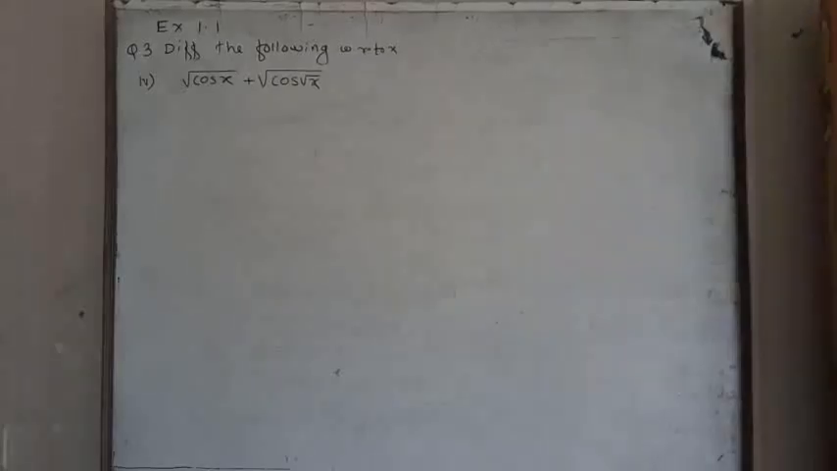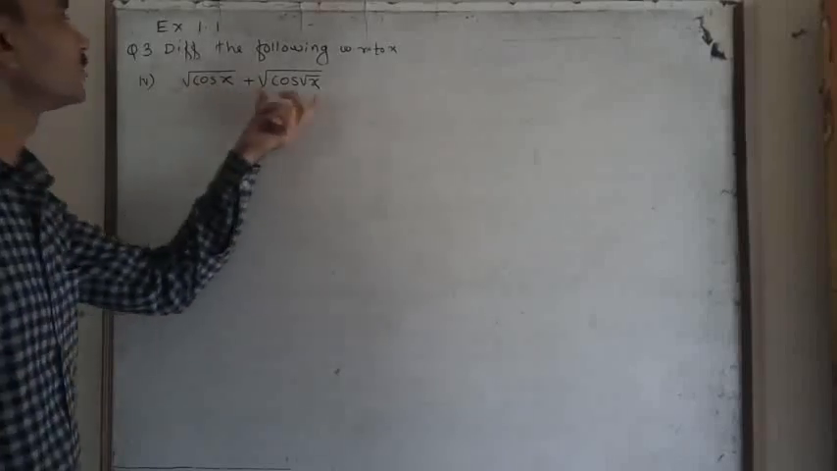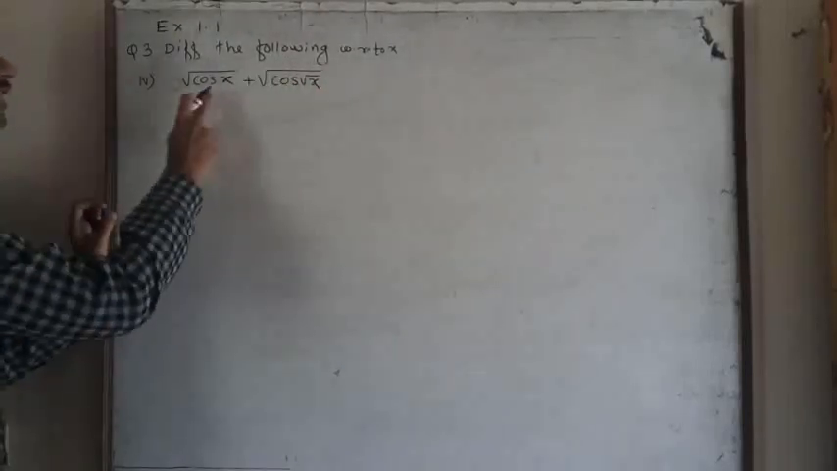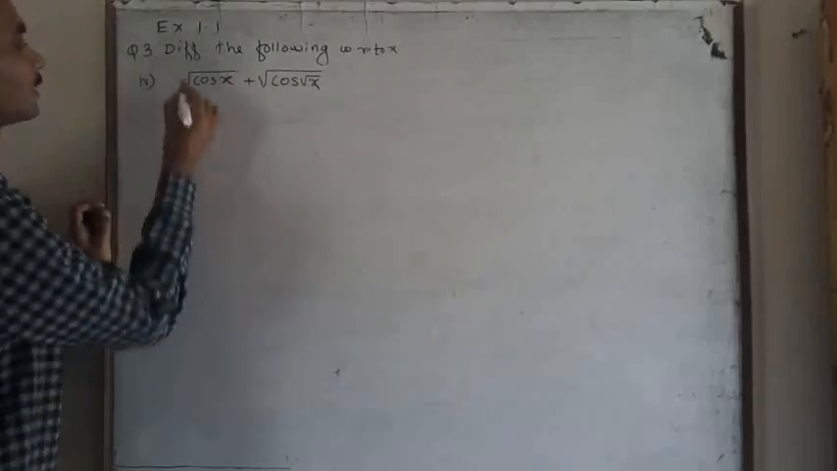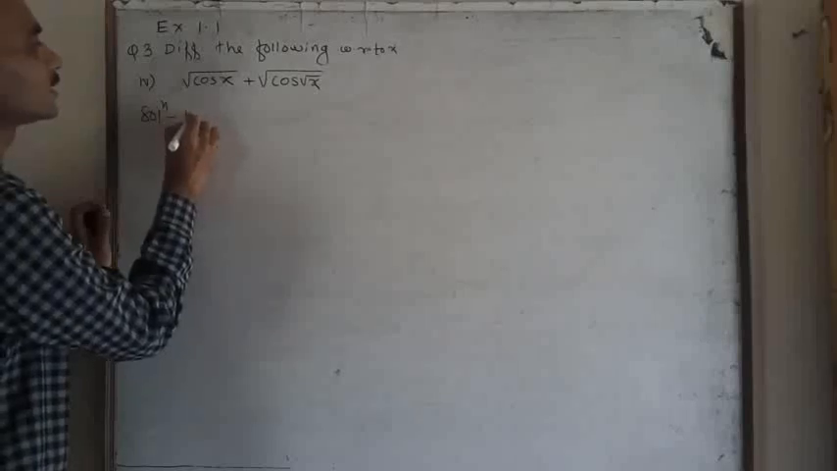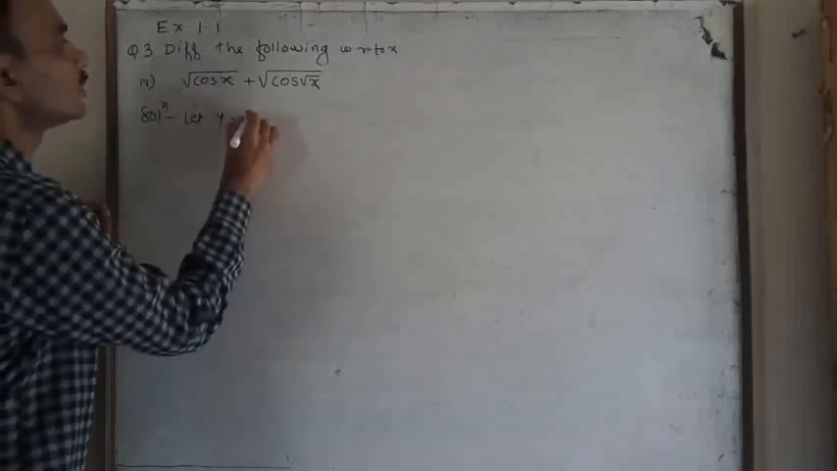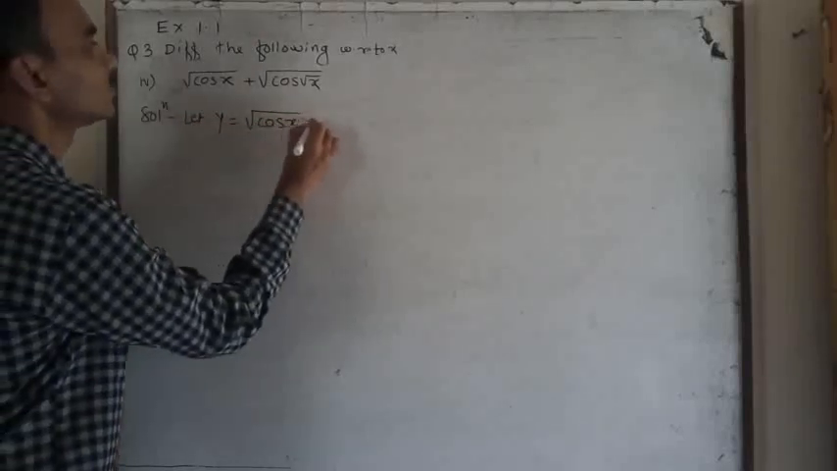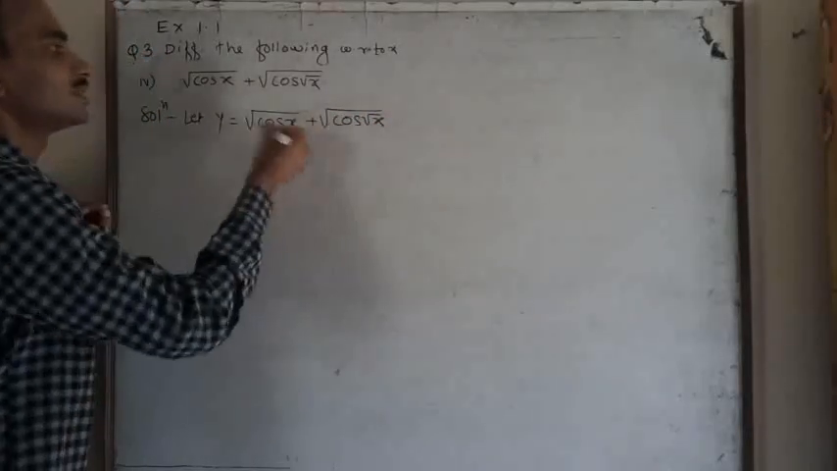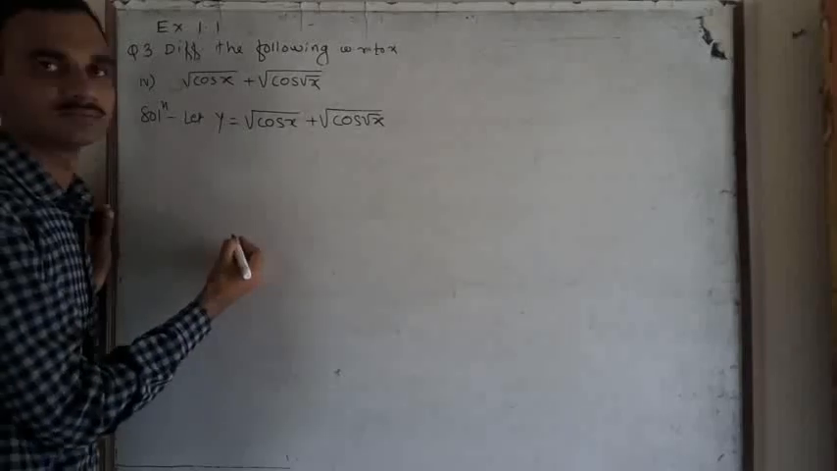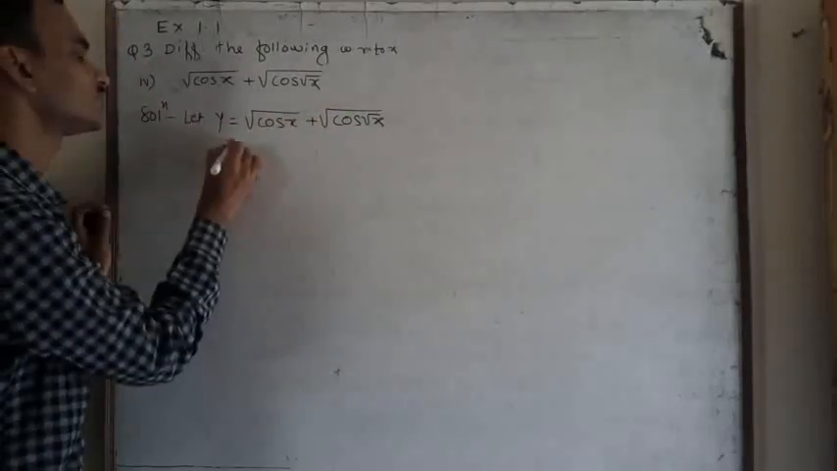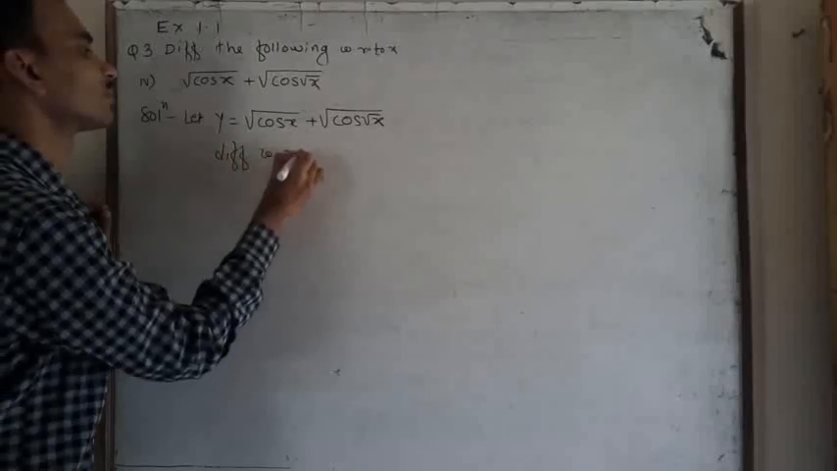Question number 4. Under root cos of x plus under root cos of root x. This is the addition of two functions. So let us denote this function with y. Let y equals under root cos of x plus under root cos of root x. Here the total function is in terms of x, so differentiate with respect to x.